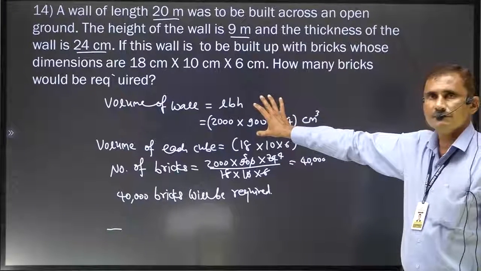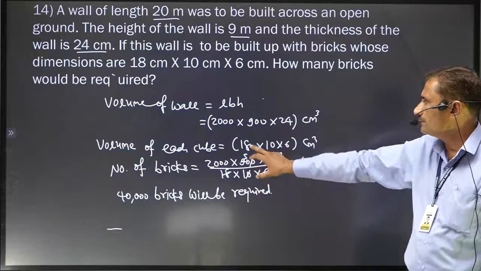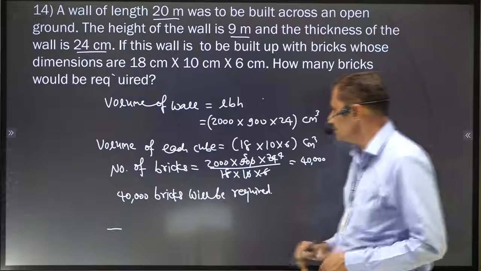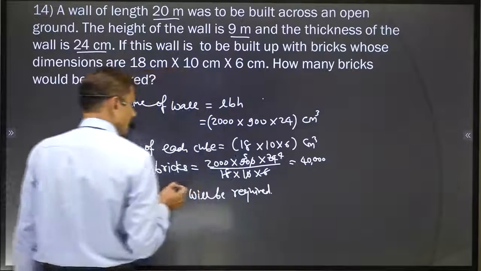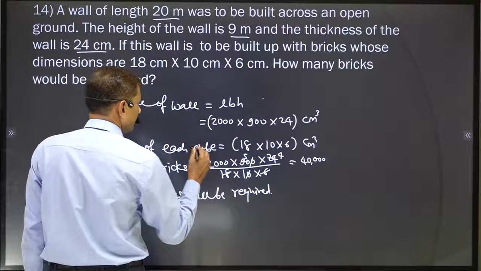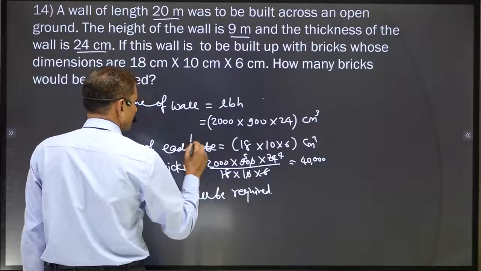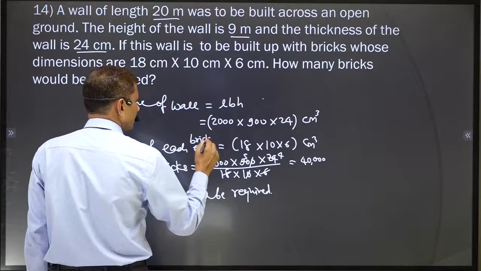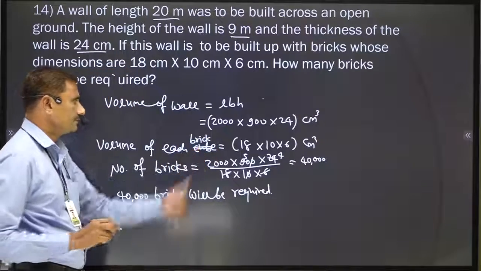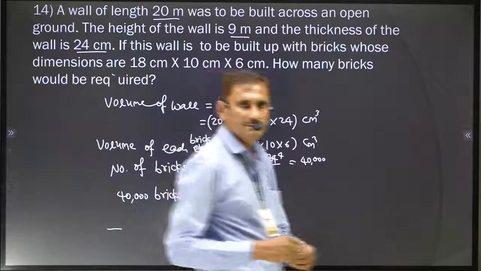So volume of wall we found. Volume of each brick. Now you can write brick also, not cube. Brick is not actually a cube, that is wrong. So volume of each brick.